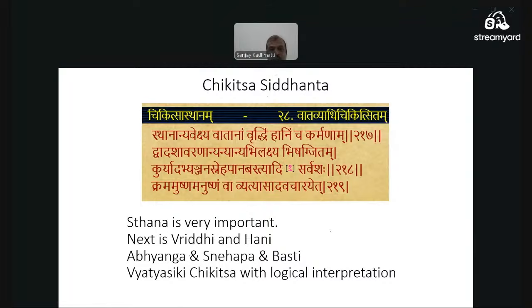I don't know whether somebody has written the reason for Sweda not causing Avarana. The answer is very simple: Sweda is a mala of Meda which is exhibited externally, mostly on the skin, where there is no chance of any Avarana. Most of the Avaranas are happening inside. So Sweda is excluded because it is going outside. So Vata cannot be Avrita by the Sweda. This is just one small interpretation also told by my gurus in Jamnagar.